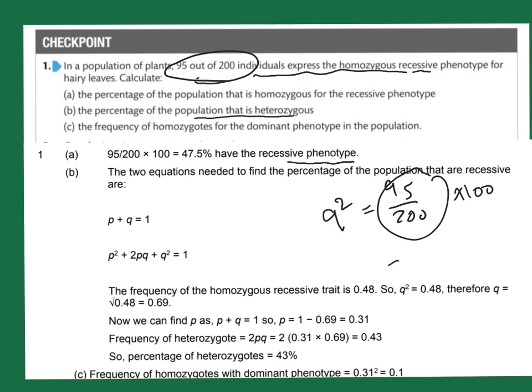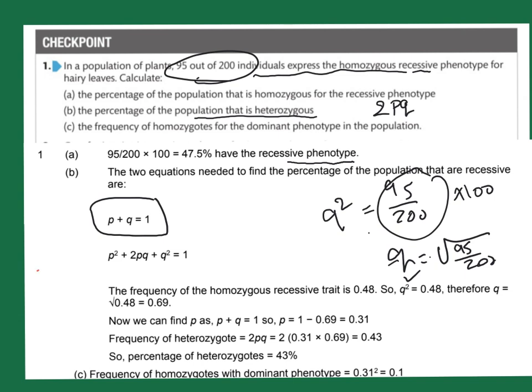Secondly, the percentage of the population that is heterozygous. To calculate it, I need the value of 2pq. In order to get q, you are going to square root this value. So q equals the square root of 95 over 200, and you will get the value of q. To get the value of p, you will apply this equation, p plus q equals 1. So 1 minus q equals p, and you will get the value of p. Okay, this is the value of p and q.